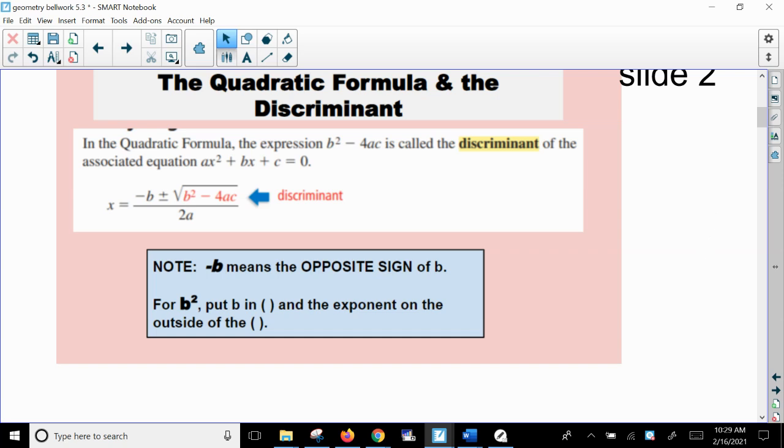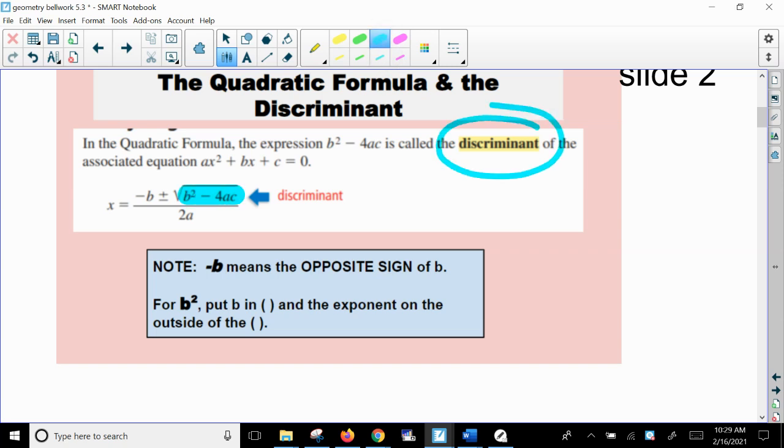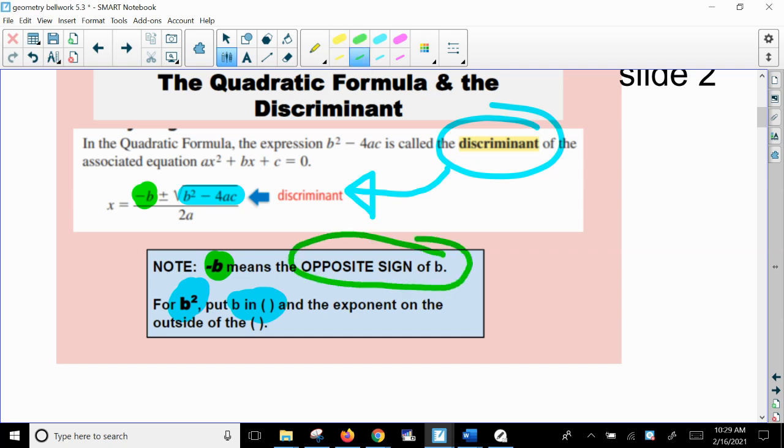So this is just an overview. Remember, the discriminant is the part of the equation underneath the square root, b squared minus 4ac. That is the discriminant. So when you're asked to find the discriminant, they want you to evaluate b squared minus 4 times a times c. Please remember, for b squared, you need to put the b in parentheses with the exponent on the outside. And anytime you are doing the quadratic formula, if it says negative b, that means the opposite sign of b.